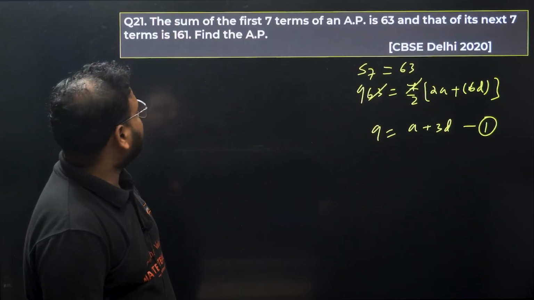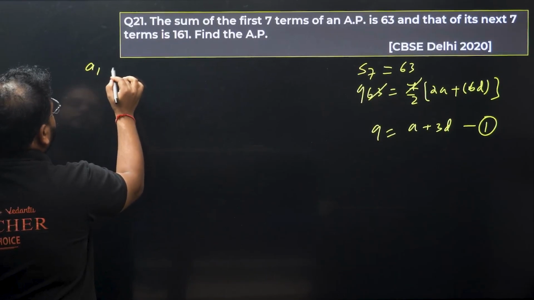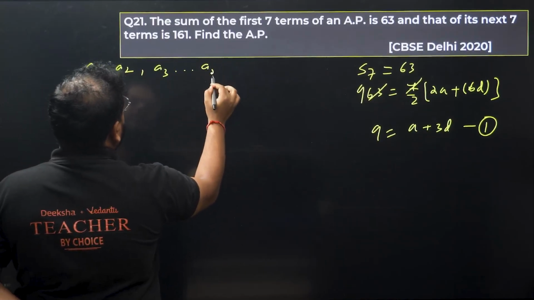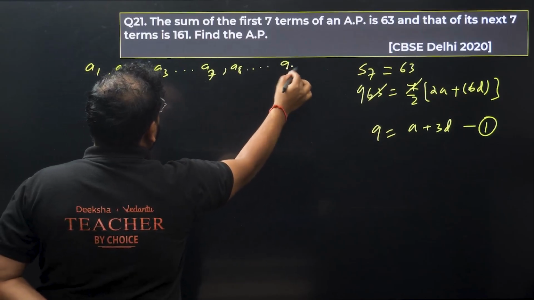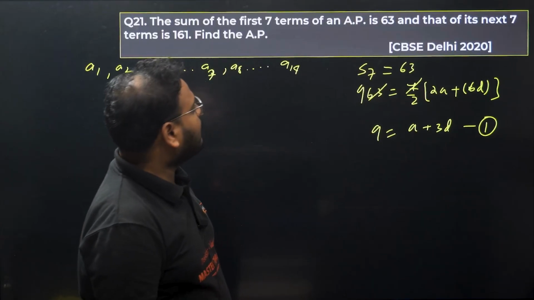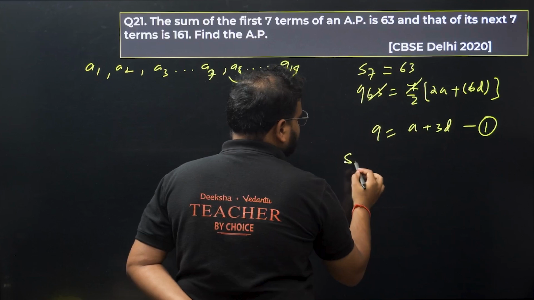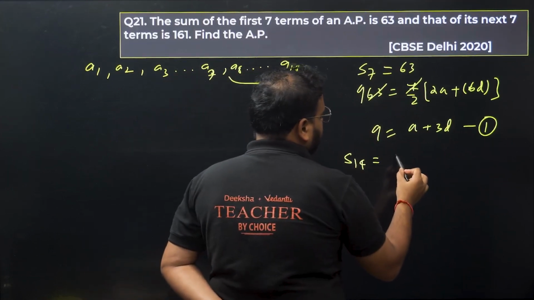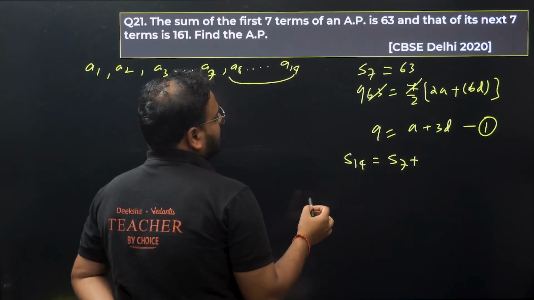And that of the next 7 terms. So if I write this, I'll have a1, a2, a3, a7, and we'll have a8 all the way till a14, right? Now I'm talking about the next 7 terms, basically from here to here. So basically my S14 will be what? Will be S7 plus this 161.